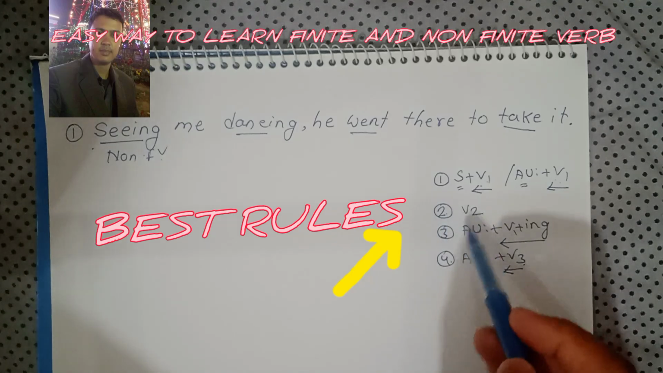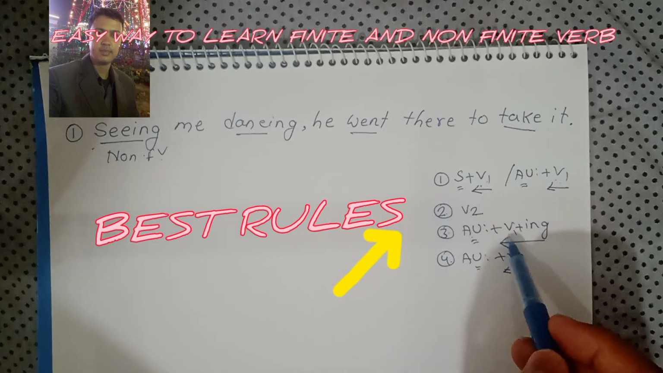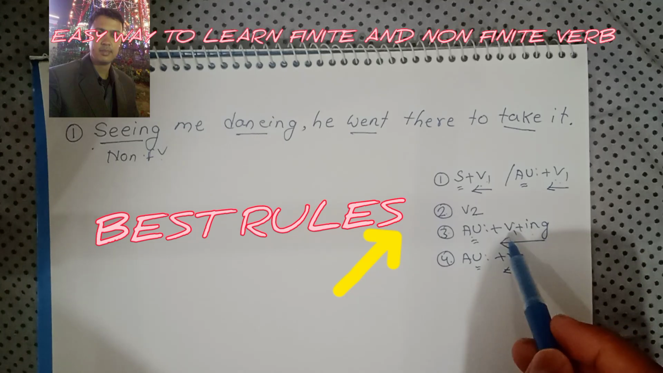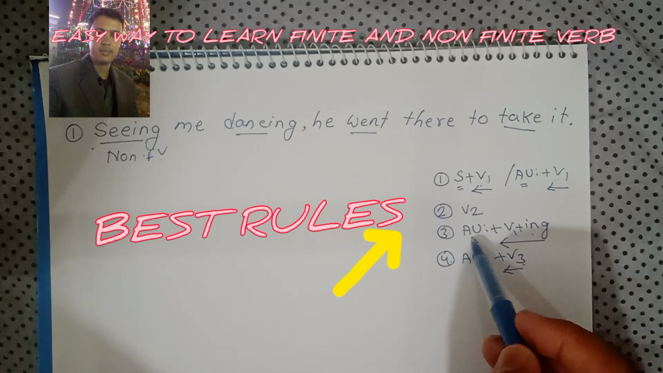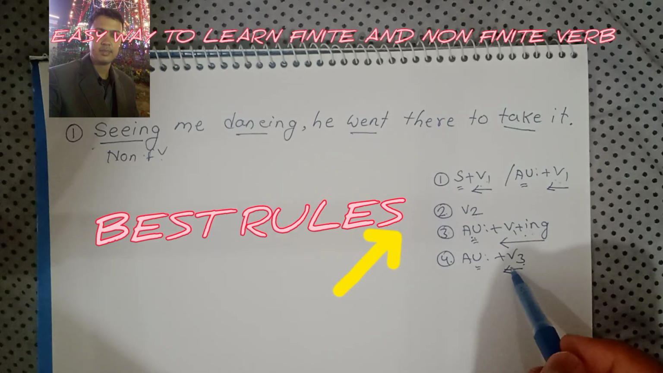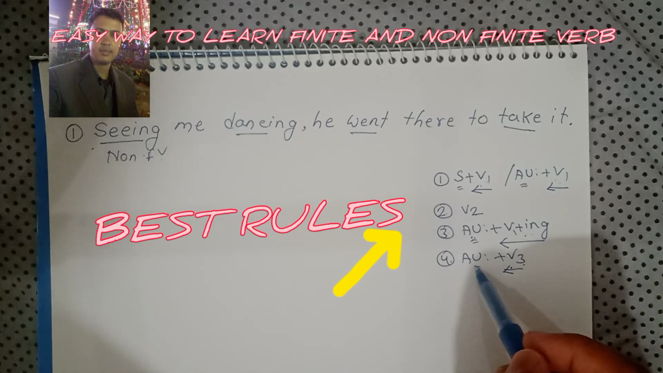And number 2, V2 is always a finite verb. And if you find any verb which contains ing, then you will try to find out whether an auxiliary verb is present there or not. If you find any auxiliary verb before the verb containing ing, then it will be a finite verb. And number 4, if you find any auxiliary verb before V3, then that V3 will be a finite verb.